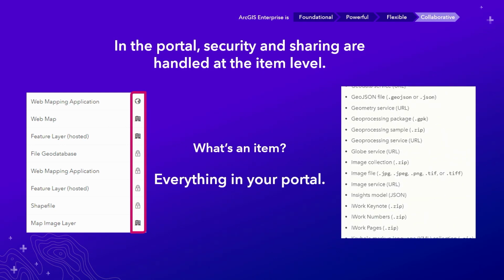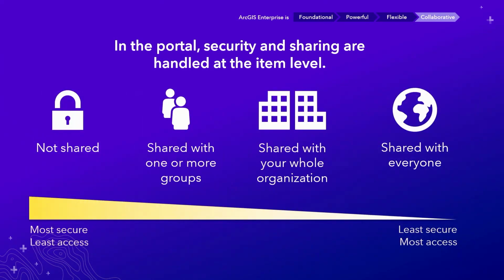When you have an item and you're able to share it, what you're able to do is choose between these 4 levels. The most secure level of access, of course, is the not shared option. When you click that lock for your item, only you and administrators are able to view your item. Next, you can choose to share the item with 1 or more groups. Notice that there isn't a single user option. You're not able to share an item just with 1 user.